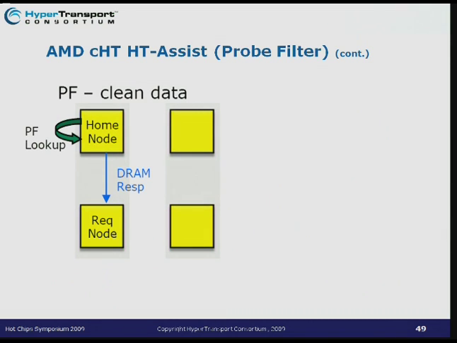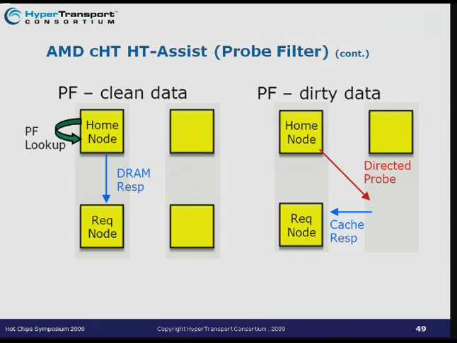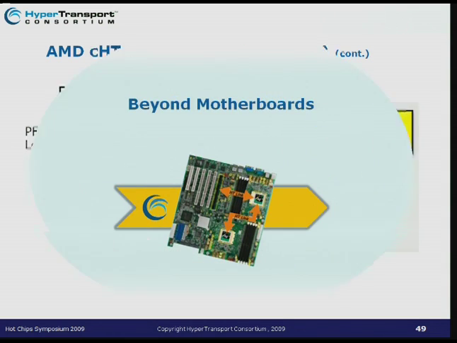Well, this is the response in case there is clean data. So the requester just sends the request to the home node. There is a lookup in the directory and a direct response. No need for probing. And in case there is a dirty copy here, the home node sends a directed probe to that dirty copy. Sorry, the box here is missing. And this one directly sends the requested cache line to the requester.